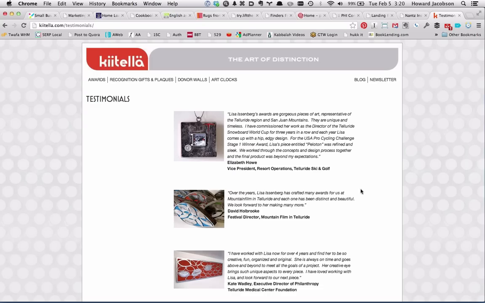All right, so this is a hard page to look at compared to the cleanliness of the homepage. Again, everything here is italic or bold. Don't do that. Okay. The way I like to do testimonials is to give them a headline, so I know what I'm reading. And the headline can either be, you know, Telluride Ski and Golf VP, colon, quote, gorgeous pieces of art. Okay. All right, so let's see what you got.